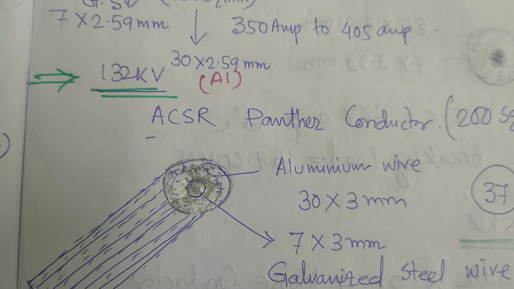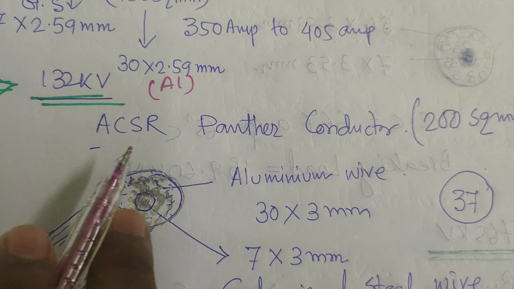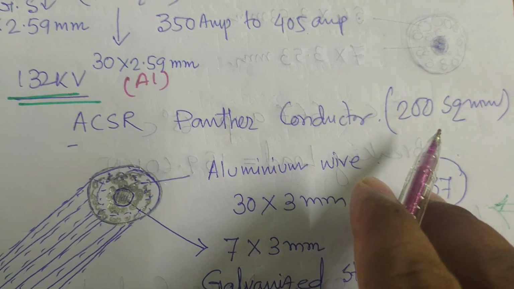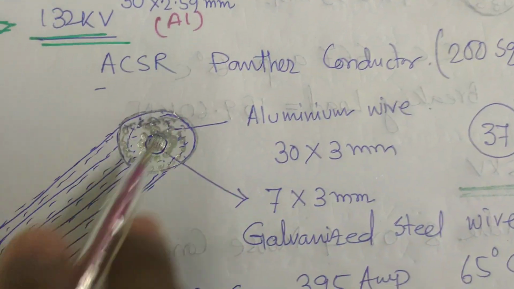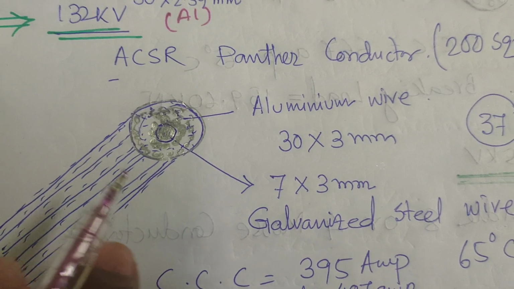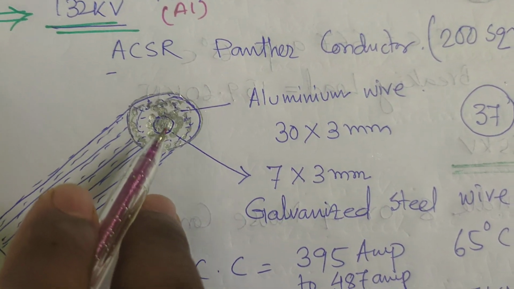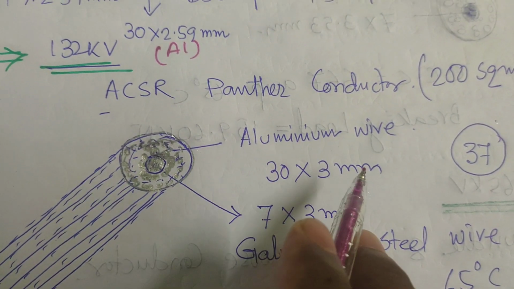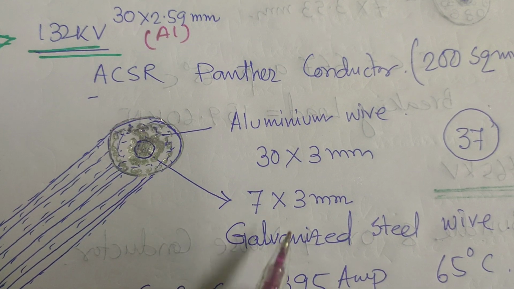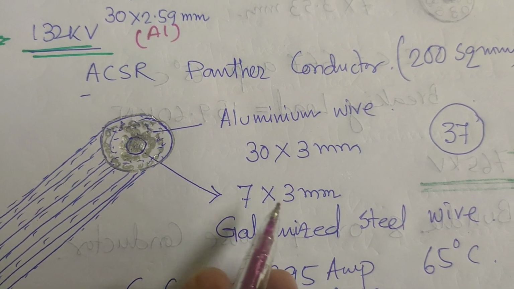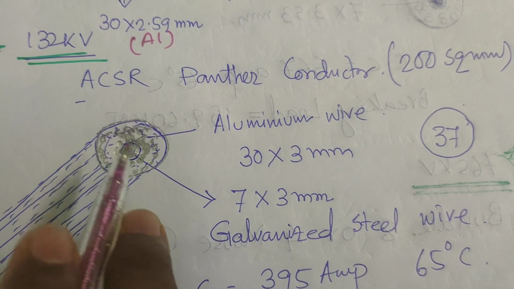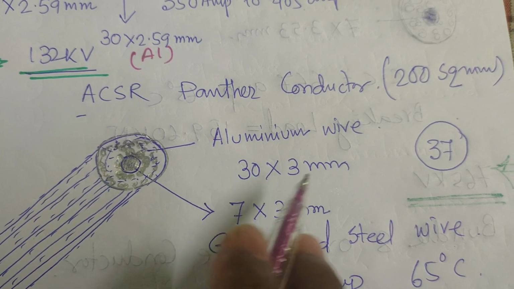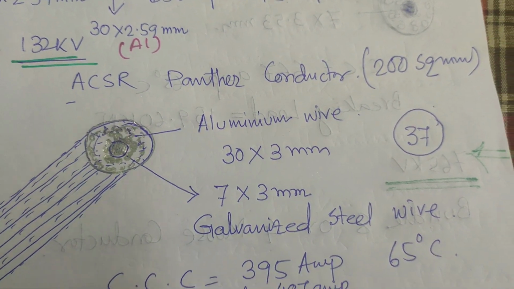For the 132 kV line we are using the ACSR panther conductor. The size of the panther conductor is 200 square mm. Let me draw a picture of the panther conductor where inside is the steel and the outside layers are aluminum. So 30 strands of aluminum conductor and 7 strands of galvanized steel wire are there. 7 into 3 mm, 3 mm is the diameter of each steel wire, and 30 into 3 mm, 3 mm is also the aluminum wire diameter.